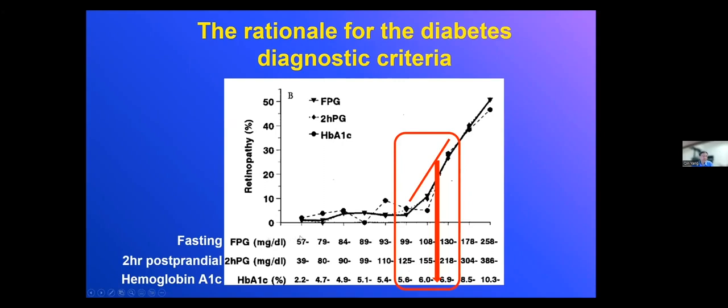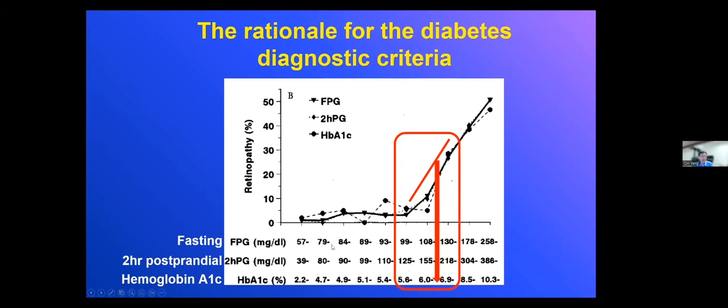So what happens is, there are 3 lines here, one dotted line reflecting fasting sugars, 2 hours after you eat for the postprandial, or A1C, which, as I said, reflects the average sugars in 3 months. The y-axis represents the retinopathy, and these are the fasting sugars, or A1C.